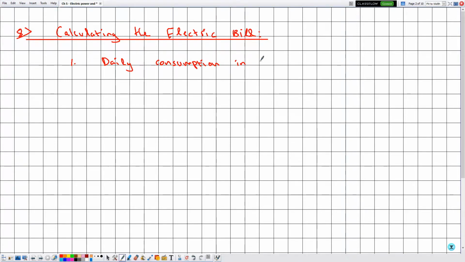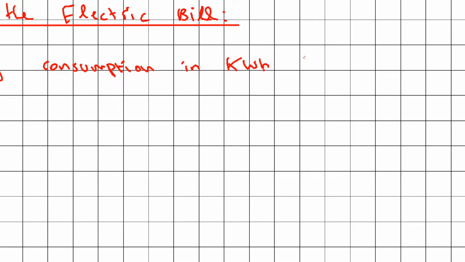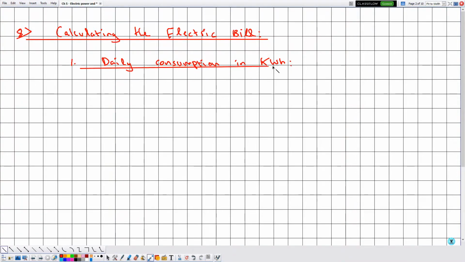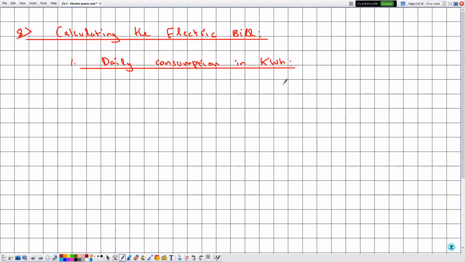In kilowatt hours. So notice that here K and W are capital, in which h is a lowercase. So what is meant by daily consumption in kilowatt hour? Suppose, okay, so, or let me say the following.